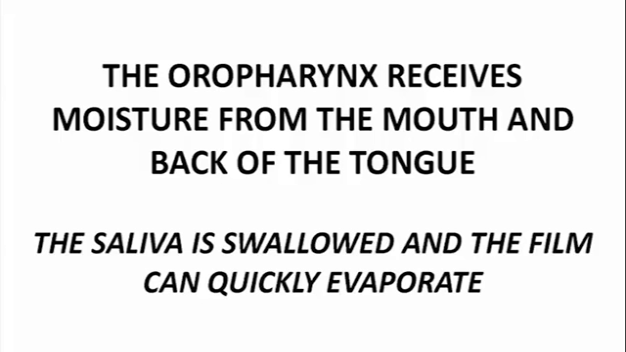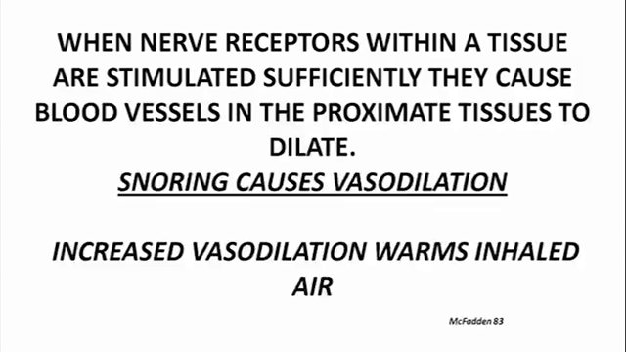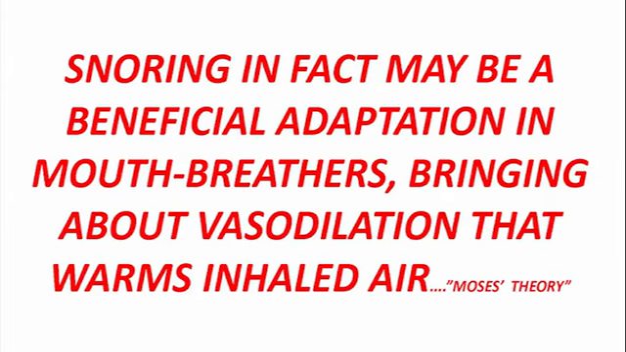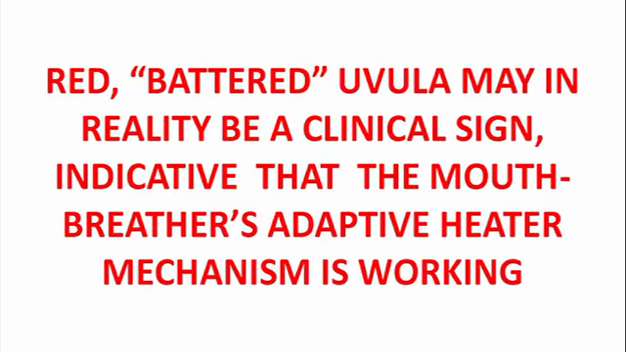You have the red battered uvula. The oropharynx receives moisture from the back of the mouth and the tongue. When nerve receptors within a tissue are stimulated, they cause blood vessels in the proximate tissues to dilate. Snoring causes vasodilation. Vasodilation is the red battered uvula. And so the Moses theory is that snoring may be a beneficial adaptation, bringing about the vasodilation that warms the inhaled air.